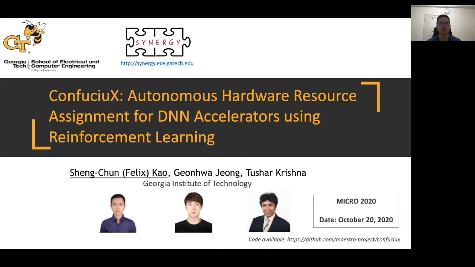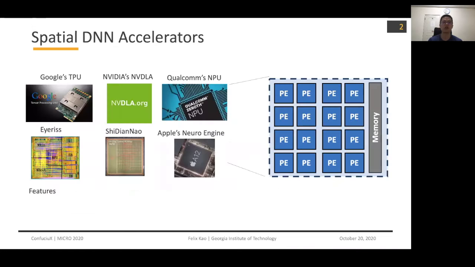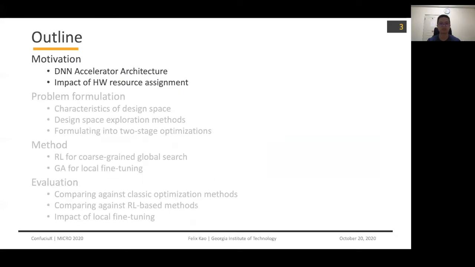Today I'm going to present our work, Confucius, Autonomous Hardware Resource Assignment for DNN and Accelerator using reinforcement learning. Nowadays, there are a lot of exciting DNN applications like object detection, image segmentation, or even playing games. To accelerate those DNN applications, a lot of DNN accelerators are designed. They feature high parallelism via thousands of PEs, and they use network-on-chip to do data communication. And they maximize data reuse via mapping strategy.